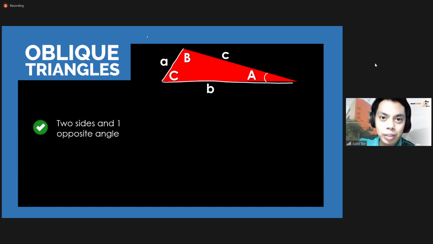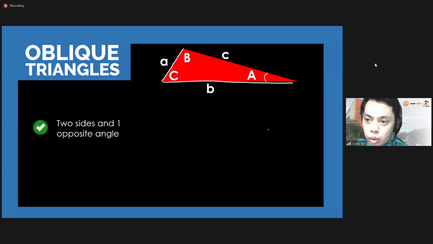Okay? Naalala po ba sa school? Sine, cosine, or tangent? Okay ha? Tandaan kasi yung tangent lang talaga na function that's used for right triangles. Okay? Yung question ko ngayon, guys, is yung laws. Law of cosine, law of sines, law of tangent.